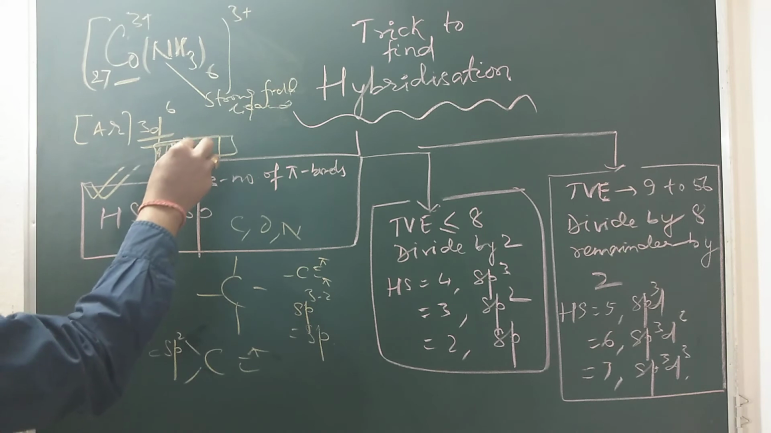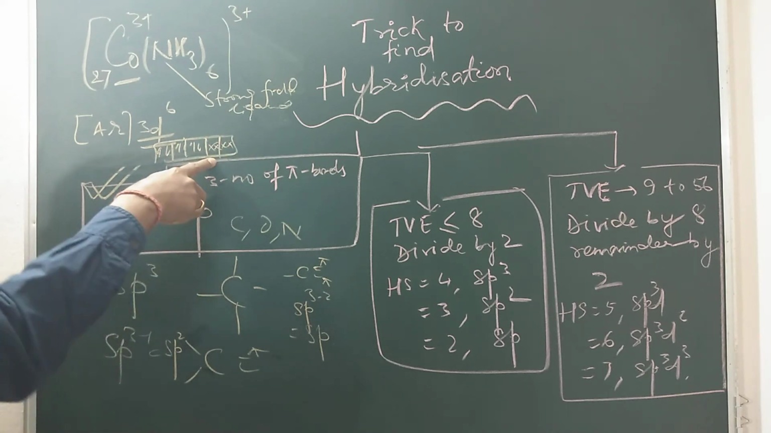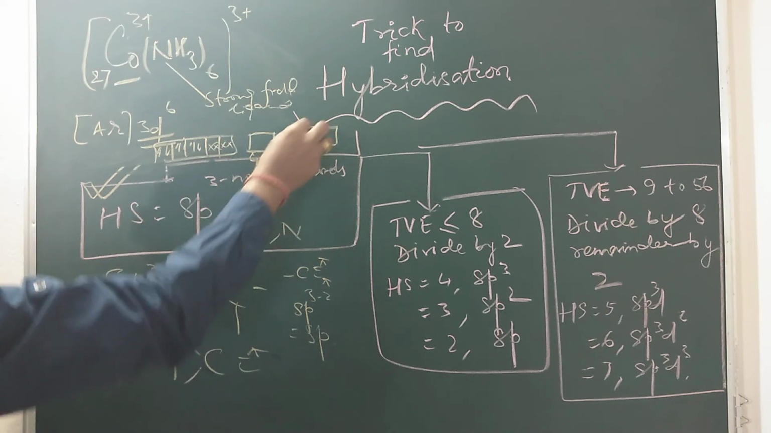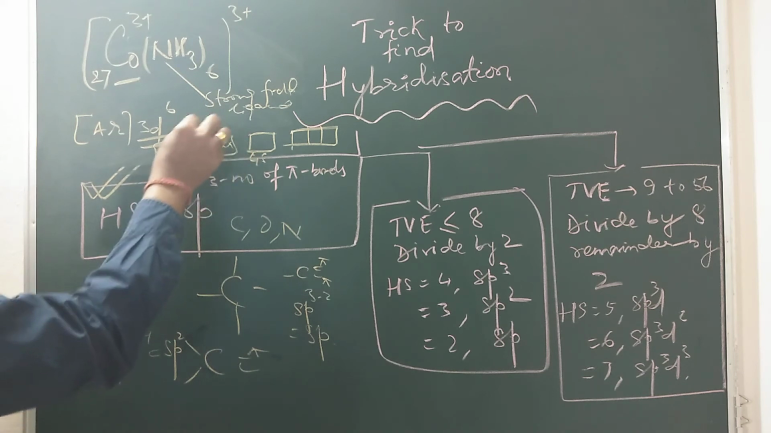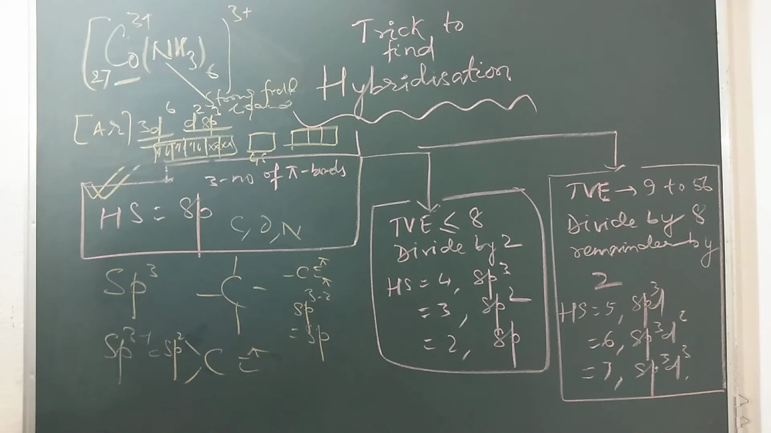1, 2, 3, 4, 5, 6. So these will be donated by ammonia. So this d2 will be participating, then s will participate, 4s, and then 4p will be participating. So the hybridization of this complex is d2sp3 and the shape of the molecule is octahedral, and it is a diamagnetic complex because there are no unpaired electrons.